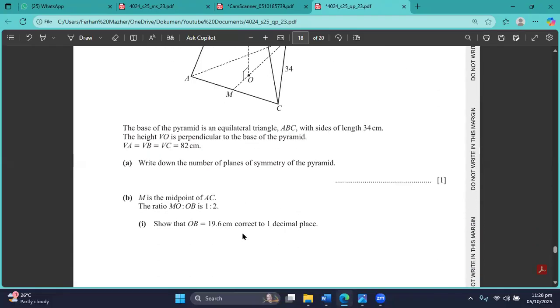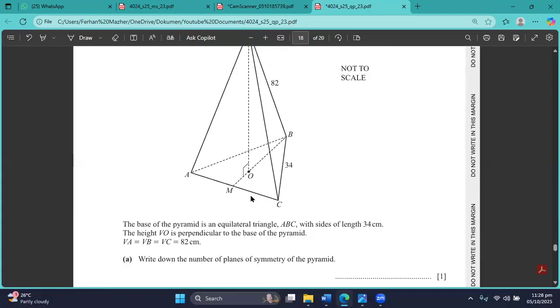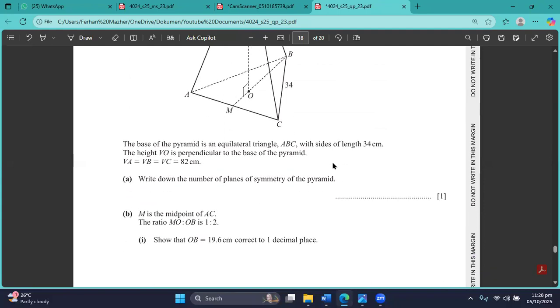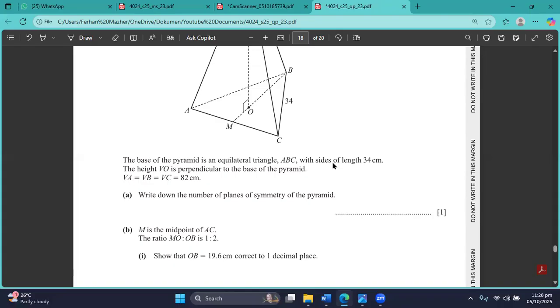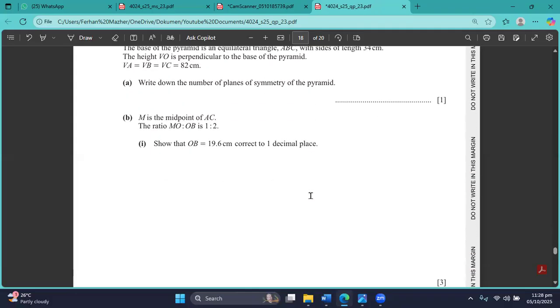Okay, so very easy. This is 17, this is 34. This triangle MBC is a right angle triangle, so I can find the value of MB. Once I know the value of MB, then I can find the value of OB, because MB will be three parts and OB will be two parts. They have given this ratio. MO is one part, OB is two parts, and MB will be three parts in total. Okay. So how many marks is this?